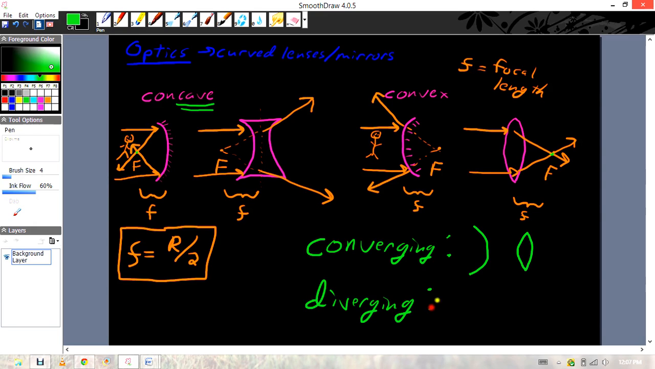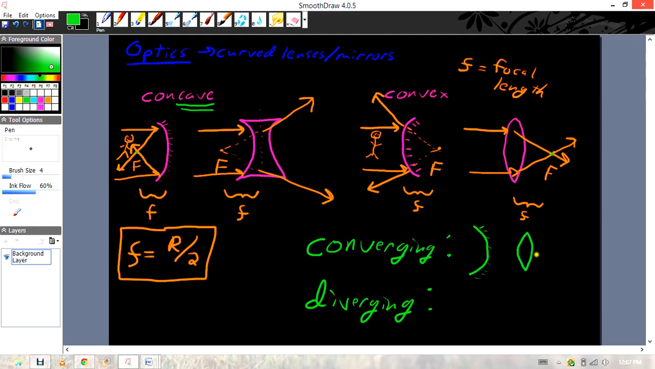And of course, these two diverge the light, because the light must pass through the lens and it must bounce off the mirror, but the curvature says the focus is on the opposite side of where the light is. Therefore, imaginary lines must be drawn back. And we say that, well, we can see that the light is pulled apart. It's diverged.